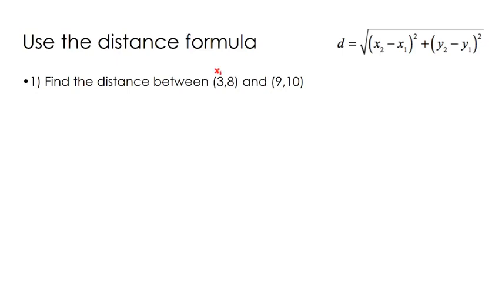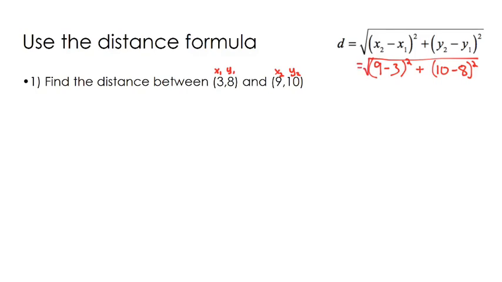So let's just say I call my first point x1, y1, and I call my second point x2, y2. Doesn't really matter which one you call which. I could call this x1, y1 and this x2, y2, and you'll get the same answer as long as you don't make any sign errors. So I can work this problem right under my formula. x2 minus x1, here's my x2, here's my x1. So we have 9 minus 3 squared plus, and now we're going to do y2 minus y1, 10 minus 8 squared, and don't forget that radical.